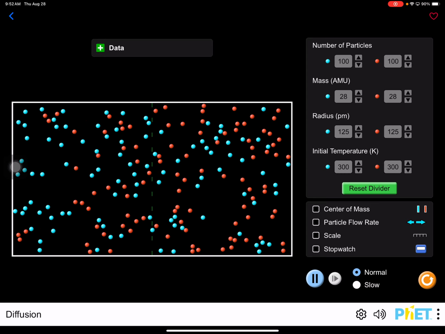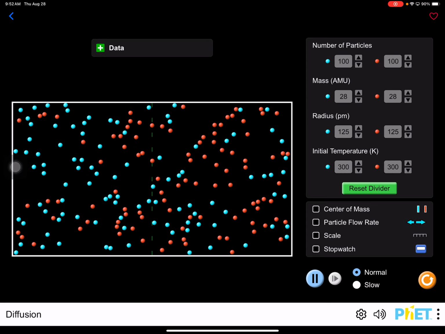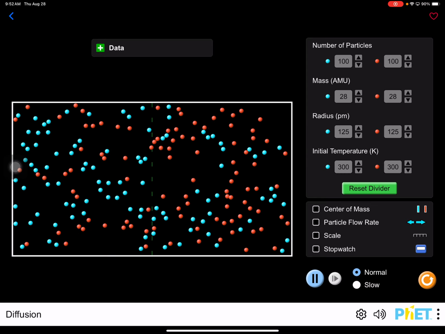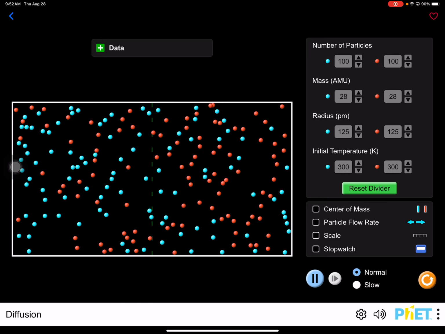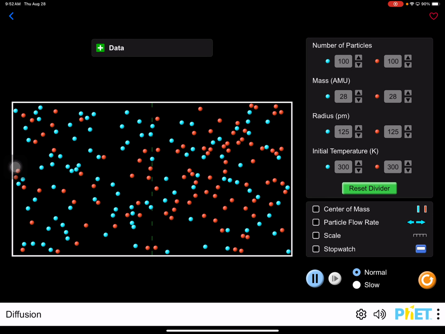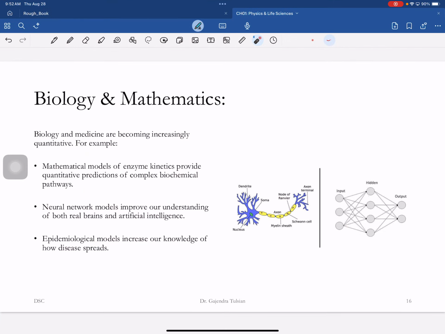So as soon as you become big, you can't transport stuff via diffusion. You have to have a circulatory system. Any animal that becomes big has to have a vascular system. All right, so now let's get back to the dialysis machine.